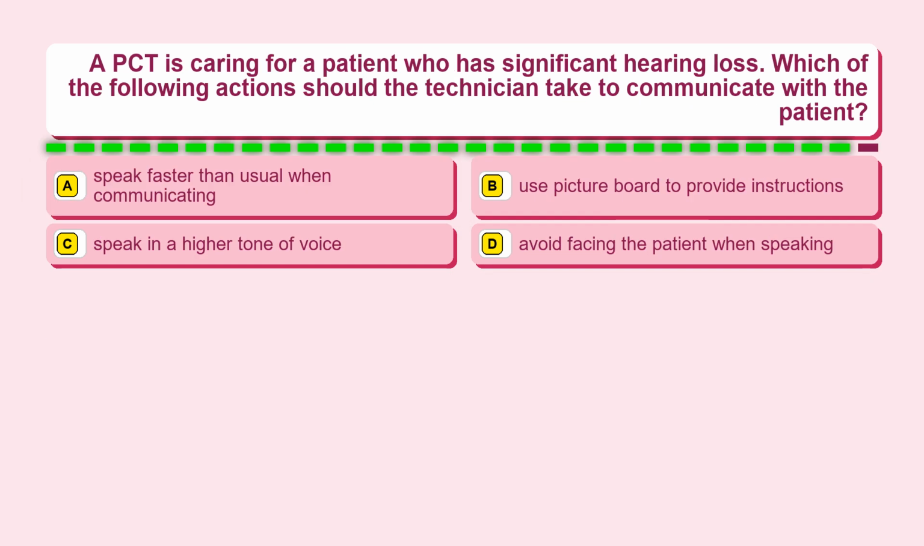Question 72. A PCT is caring for a patient who has significant hearing loss. Which of the following actions should the technician take to communicate with the patient? Option A, speak faster than usual when communicating. Option B, use a picture board to provide instructions. Option C, speak in a higher tone of voice. Option D, avoid facing the patient when speaking.